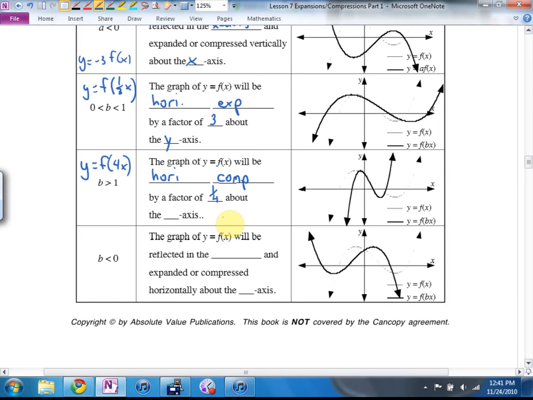If I want to generalize this, both of these are f of bx. Y equals f of bx. And what we're really saying is it's by a factor of 1 over b. If there's a 4, your factor is 1 over 4. If there's a 1 over 4, your factor is 4. Take the reciprocal.